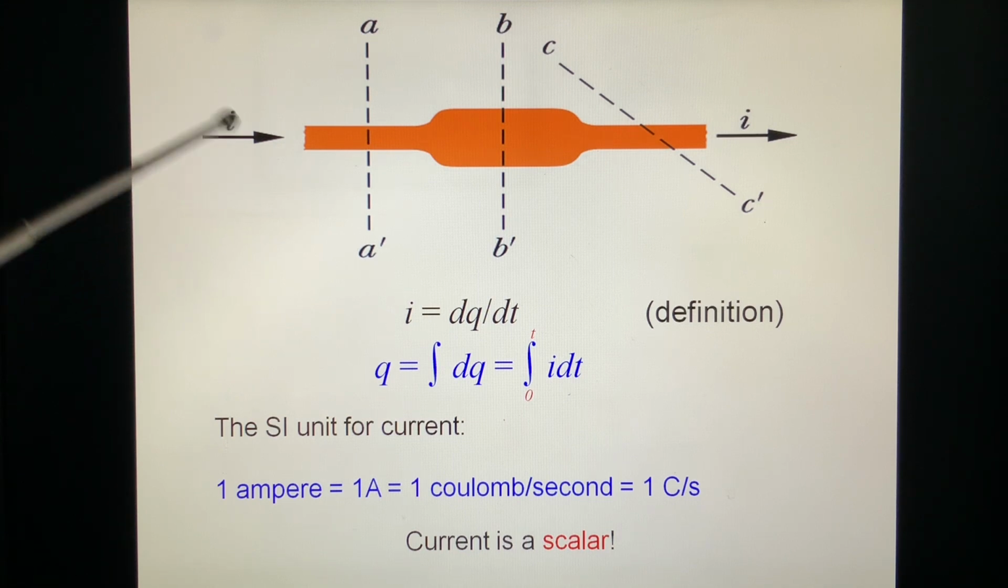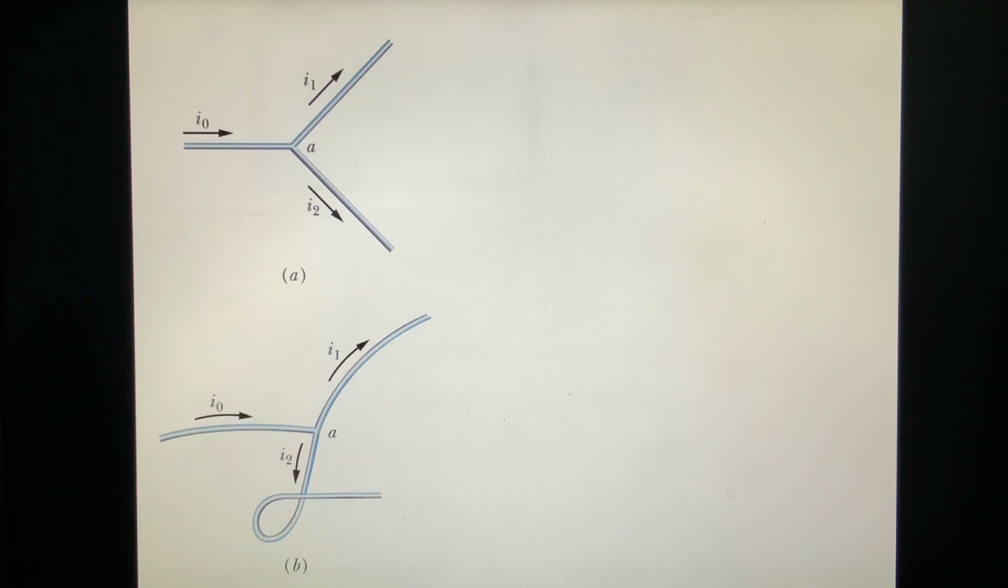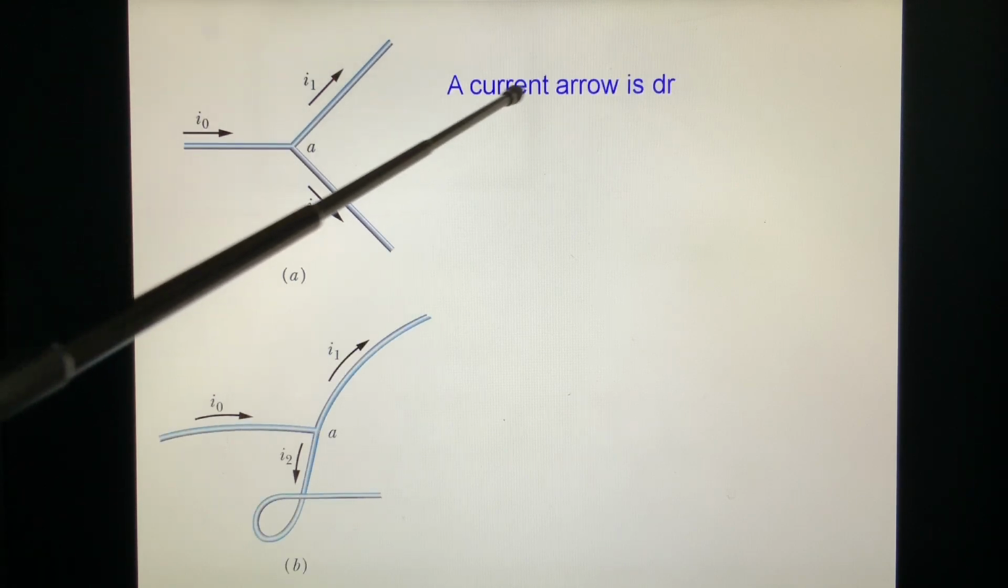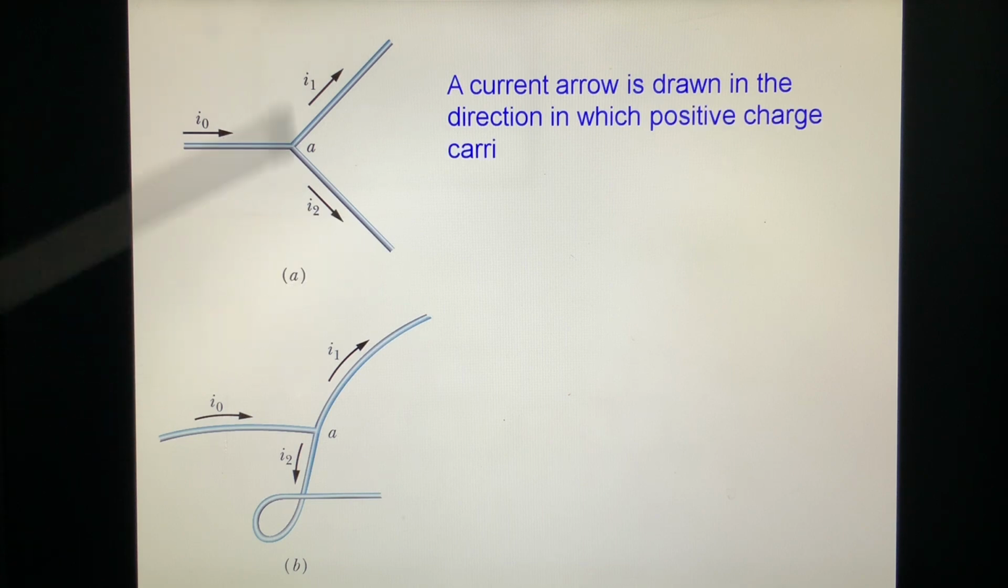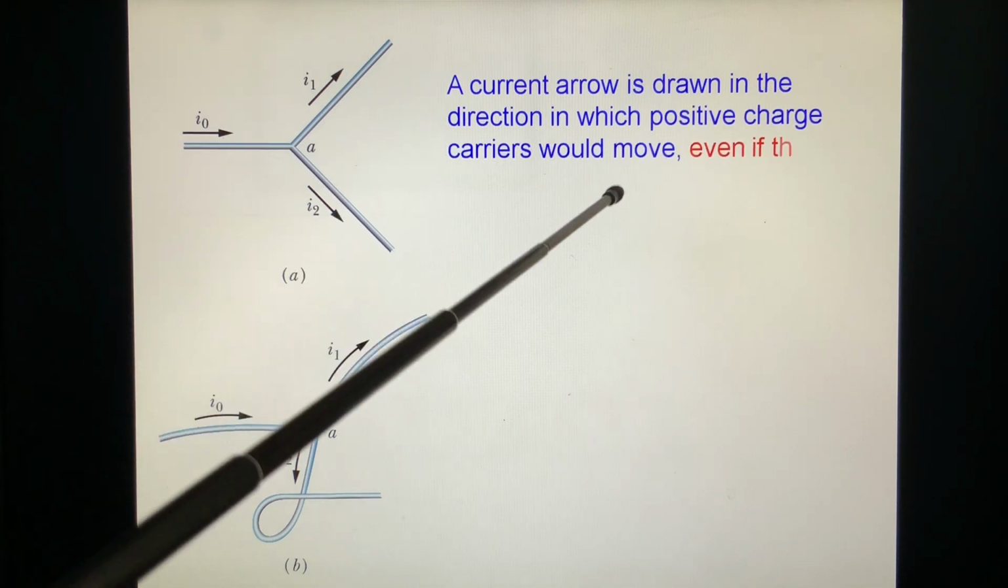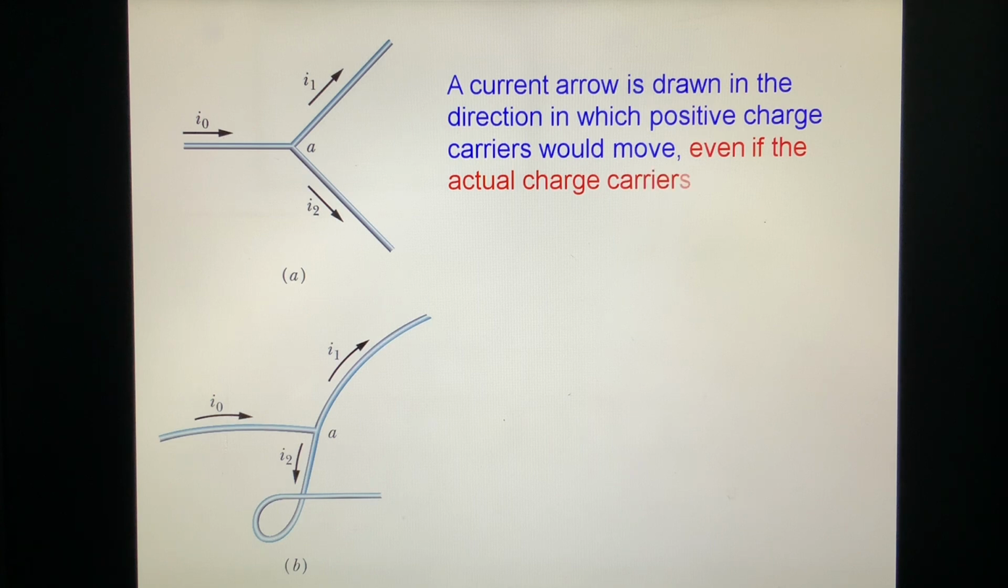You look at the current, it has direction, but it's not a vector. It's a scalar, because a vector should obey some rules. If you don't obey those rules, you do not belong to the vectors. Current is one of them. A current arrow is drawn in the direction in which positive charge carriers would move, even if the actual charge carriers are negative and move in the opposite direction.